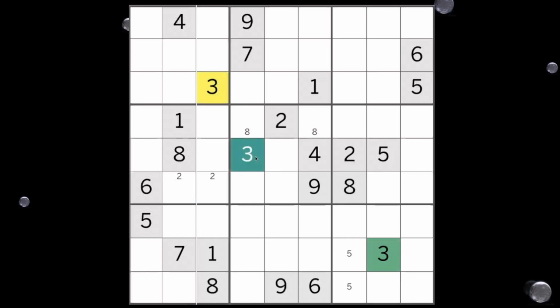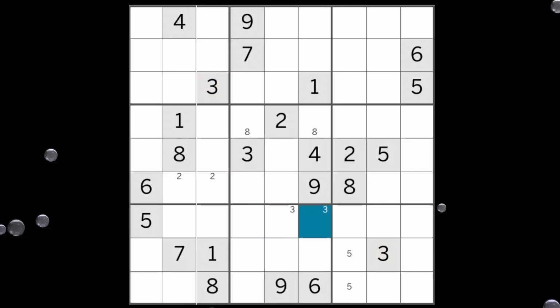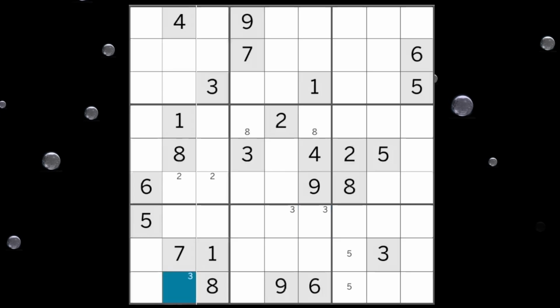This 3 and this 3 means 3 is going to be on the top here and the bottom here.